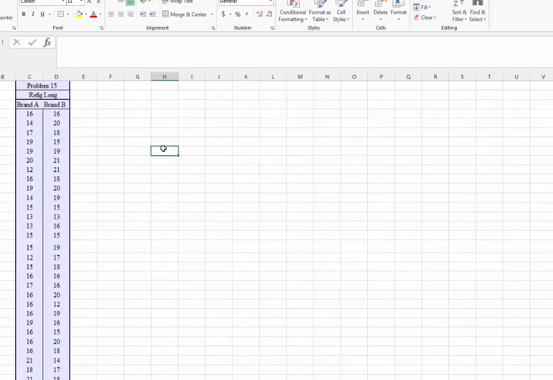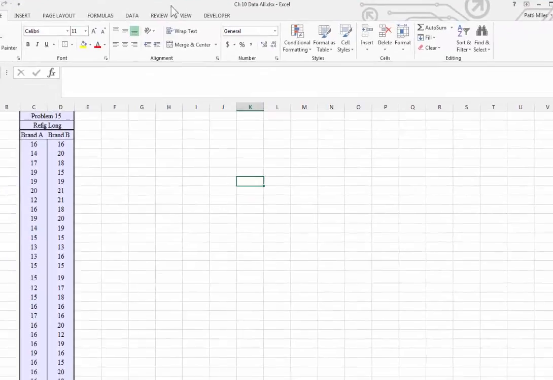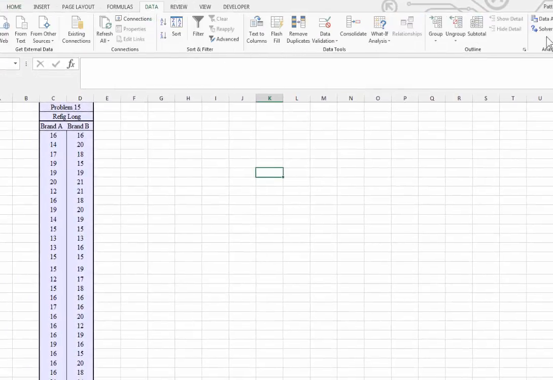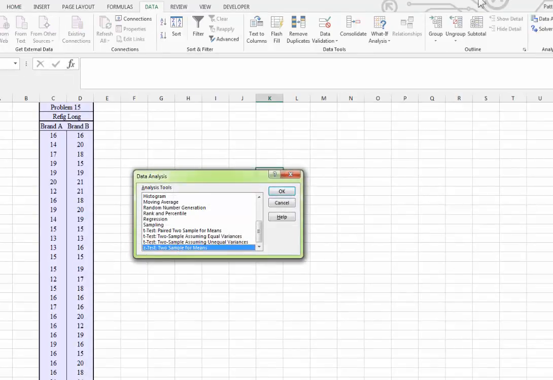Because they gave us in the problem that the variances were known, we can do a different test in here. So let's go up here. We want to go to data, data analysis, and we want to choose this one here, the way bottom, called z-test two sample for means.